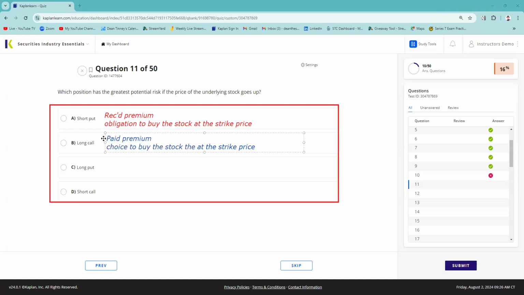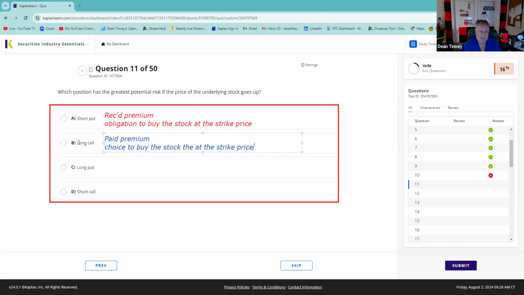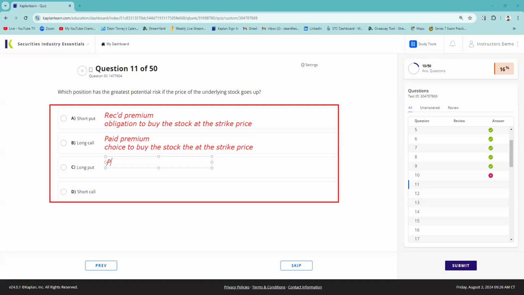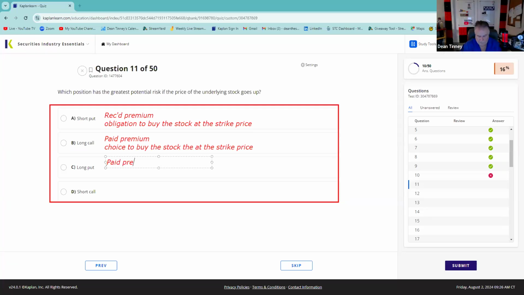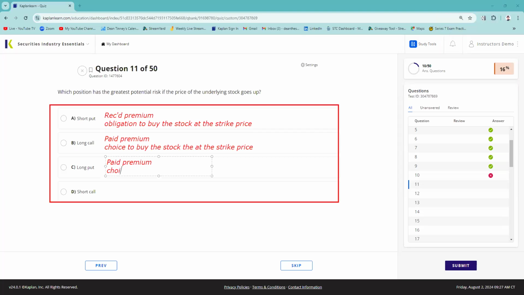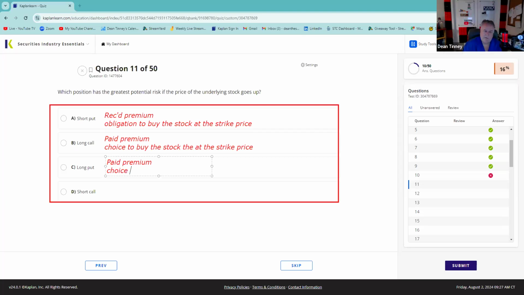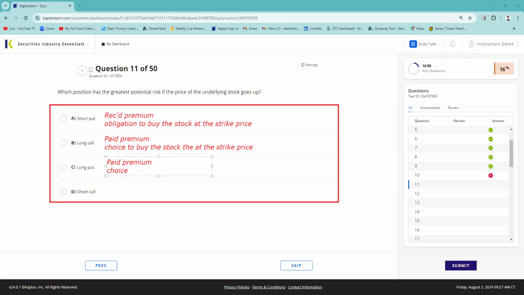We should have a general understanding that when you are short, you have the risk. It's hard for you to have unlimited loss potential if you paid a premium, because the worst case is you just lose your money, right? So when you're shorting, you have risk.